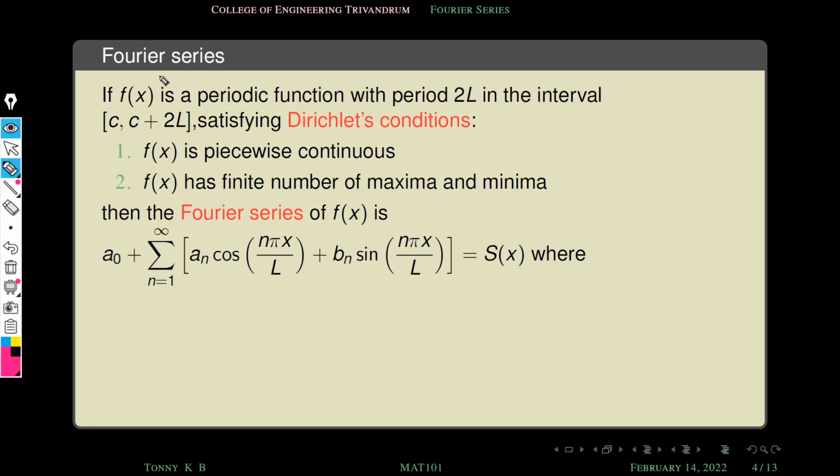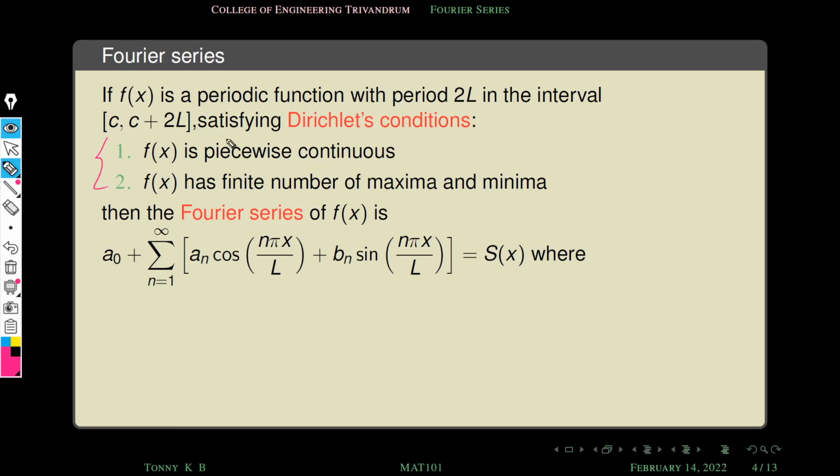Now we are ready to define a Fourier series. Suppose f of x is a periodic function with period 2L in the interval c to c plus 2L. We consider only an interval of length equal to the period. The length of this interval is 2L. The function satisfies Dirichlet's conditions. The Dirichlet's conditions are: first, f of x is piecewise continuous. We know what piecewise continuous is. And second, f of x has a finite number of maxima and minima. These two conditions are called Dirichlet's conditions.